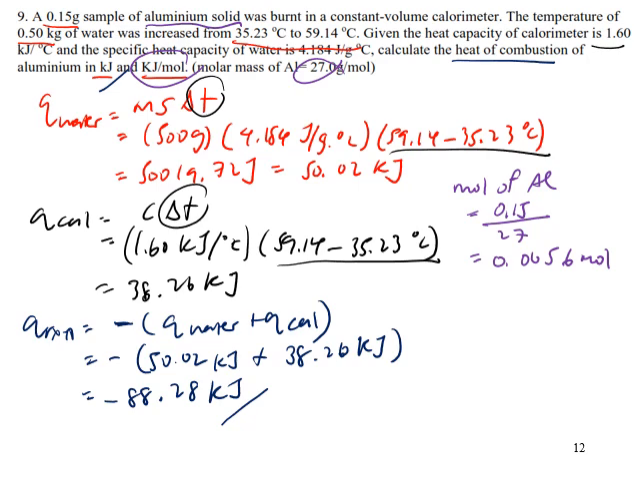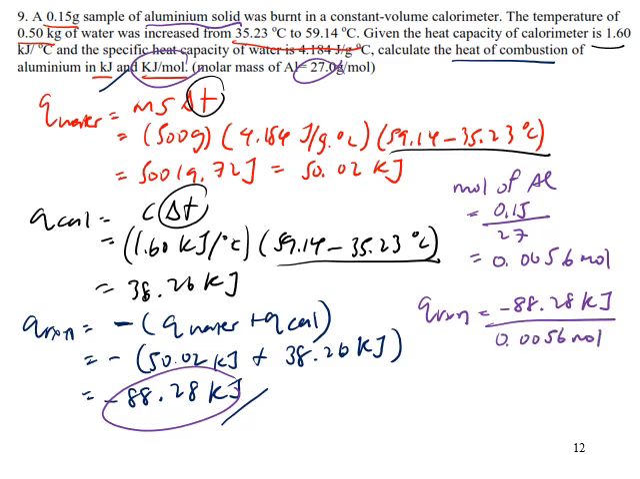Then to find the Q reaction in kilojoule per mole, we take this answer, negative 88.28 kilojoule, divide by the mole of aluminium, 0.0056 mole. So then we get our answer, negative 15764 kilojoule per mole. So these are the two final answers they want.